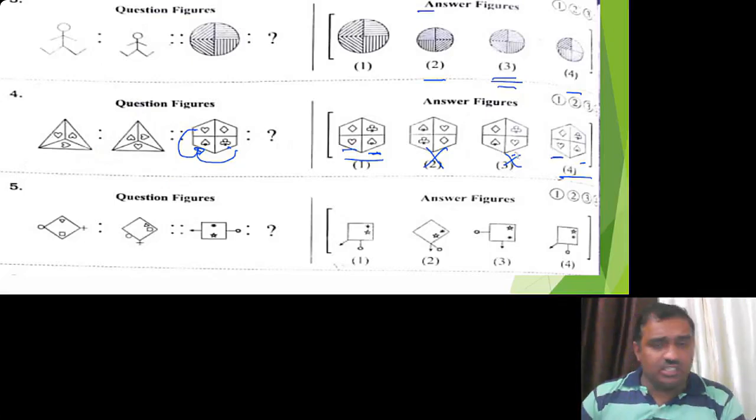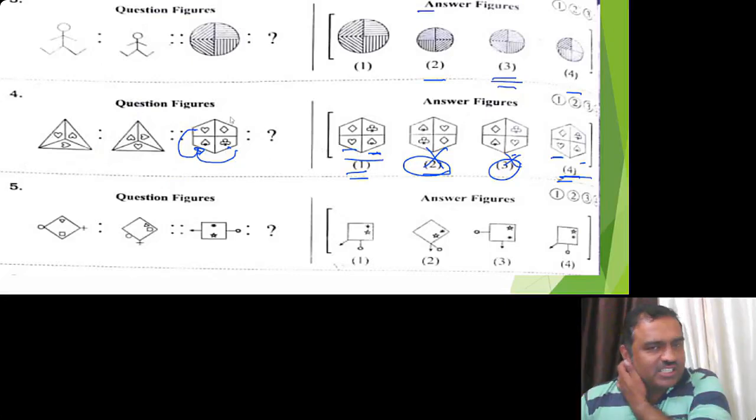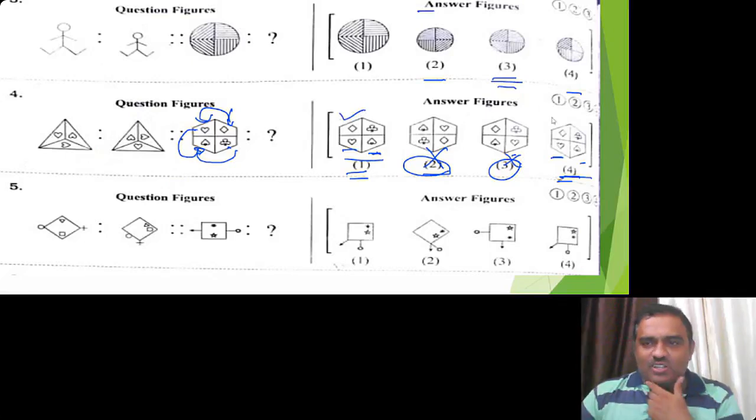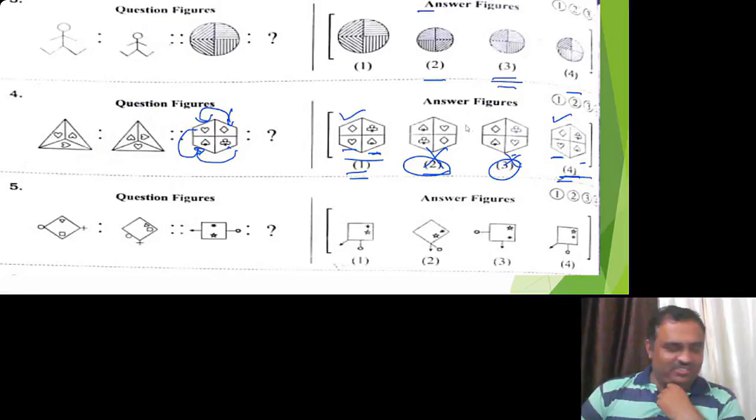So still figure number 1 and figure number 4 are in the race. They are not disqualified. Only these two have been disqualified. Now think about this square. It should be here. So it is here. Yes, still it is qualifying, and still they are running.